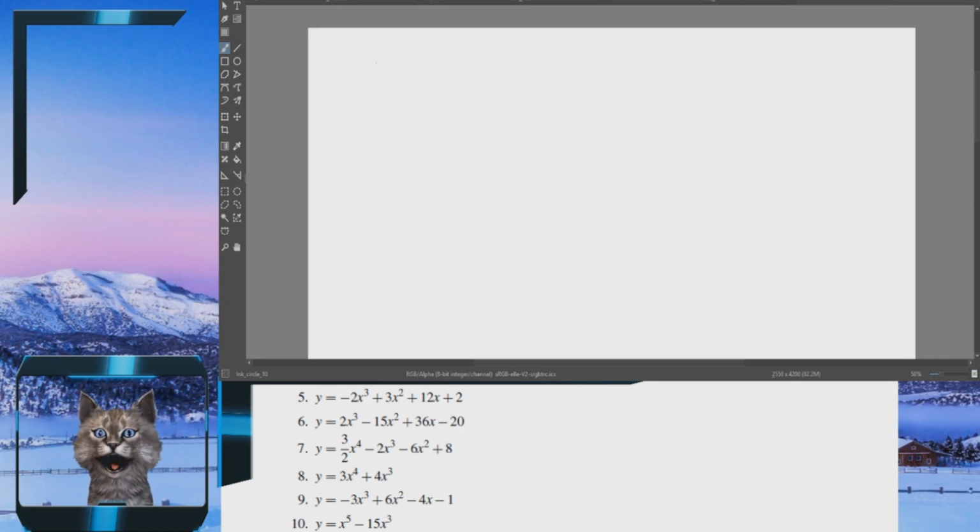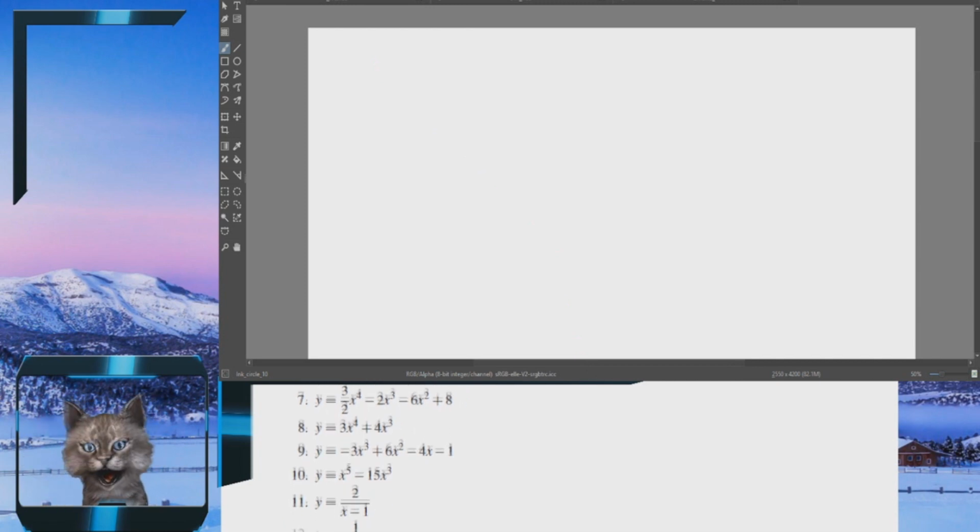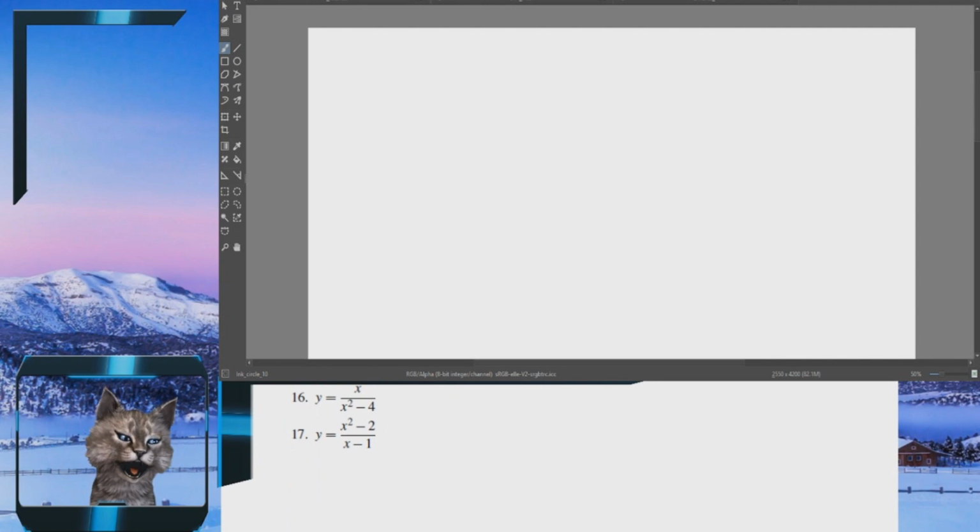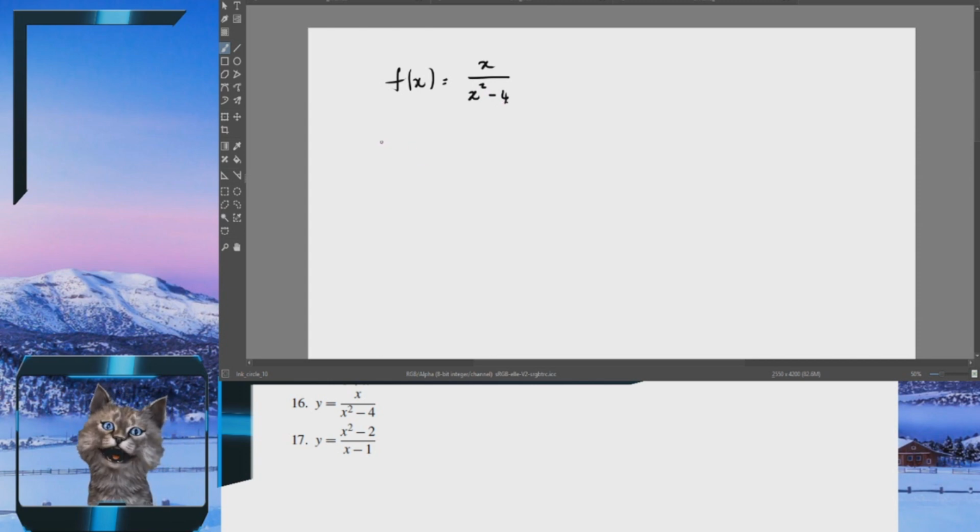Alright, next up we will look at a rational function. The one I want to look at is number 16. So let's see, what is 16? I'll call it f of x, x over x squared minus 4. So we see that it is a rational function, polynomial over polynomial. And with that, I probably expect to have some asymptotes.